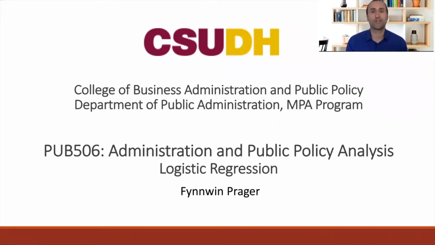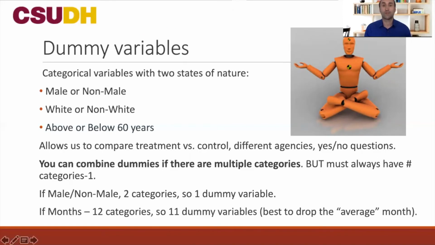Logistic regression is one of the approaches used when you want to use a dummy variable for your dependent variable. So first, what are dummy variables? Well, a dummy variable is a categorical variable where there are two states of nature. You're either something or you're not. So you're either a male or non-male. You're white or non-white. You're above or below an age, 60 years.